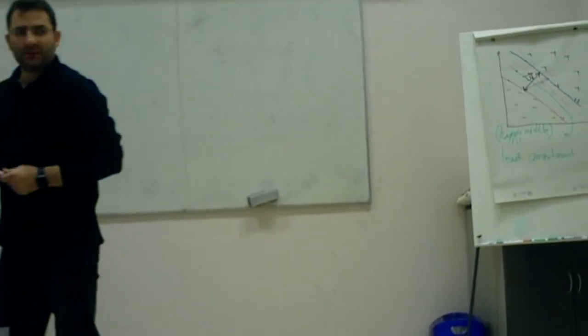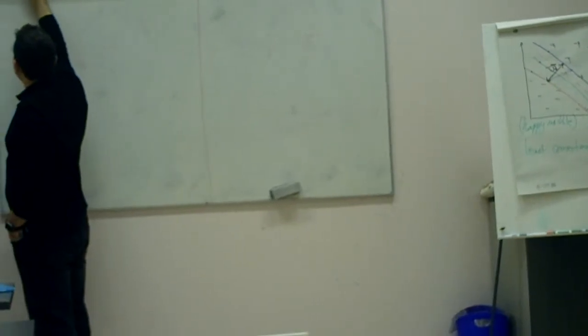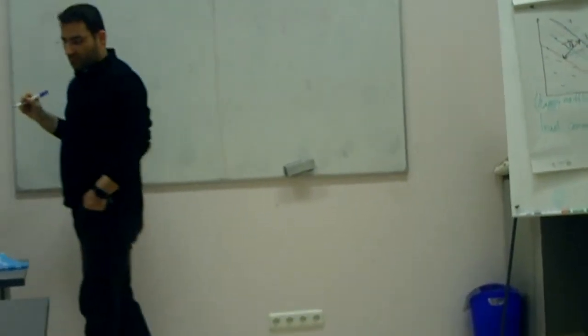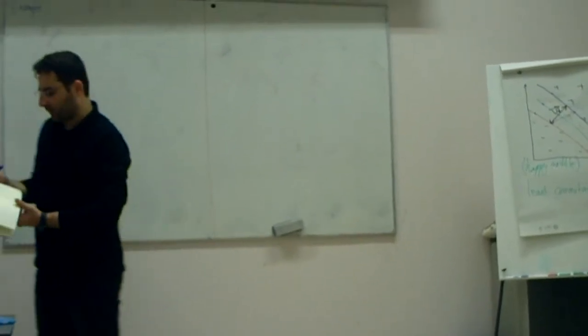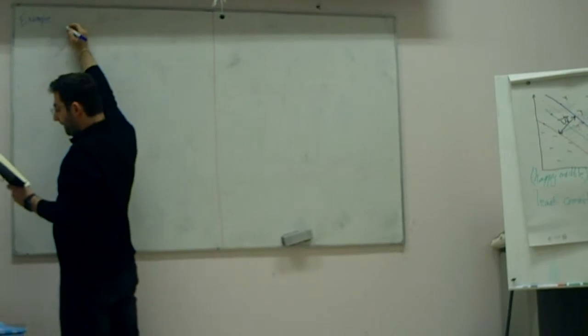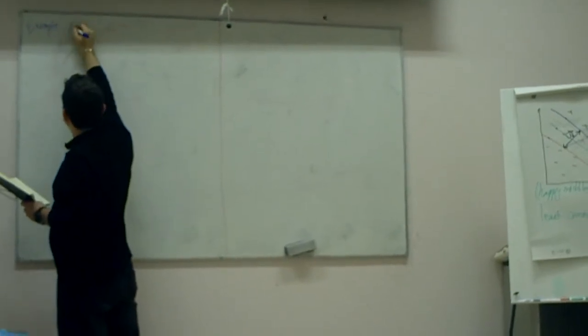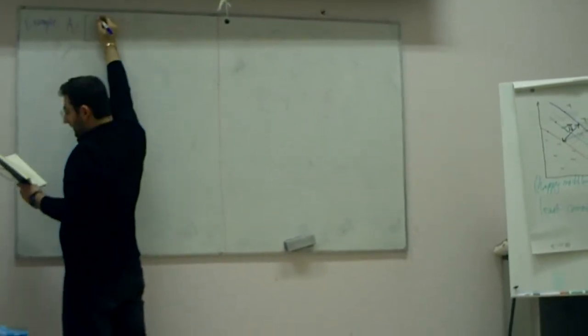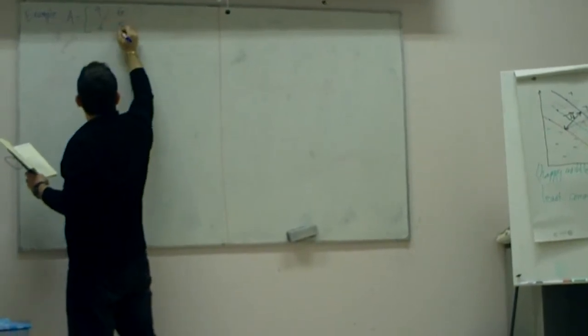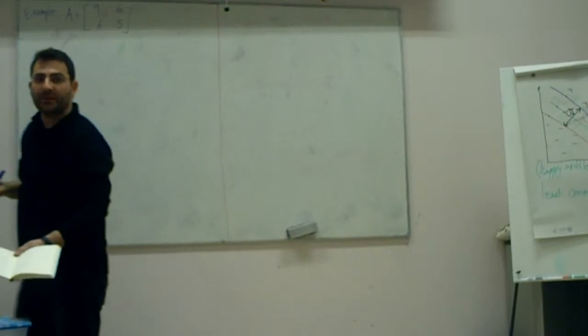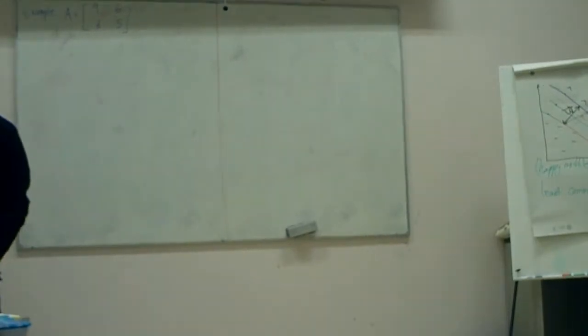On Tuesday, we stopped at an example which I asked you to please do at home. The example was checking whether these matrices are positive definite, positive semi-definite, or none. The first one was this. So, is this one positive definite? Did anyone try?